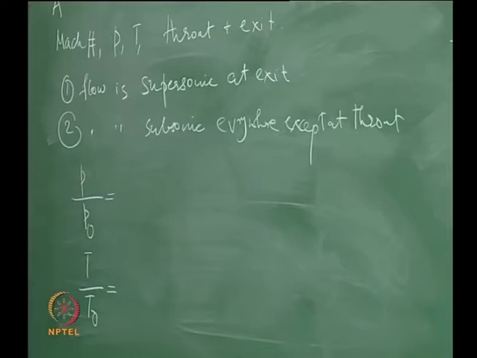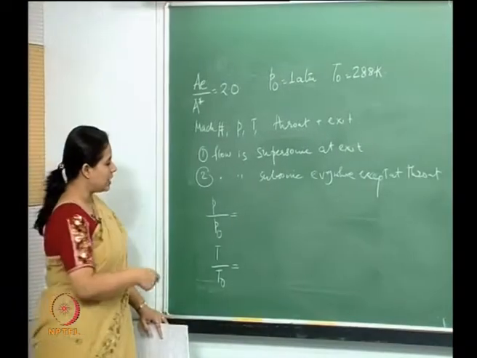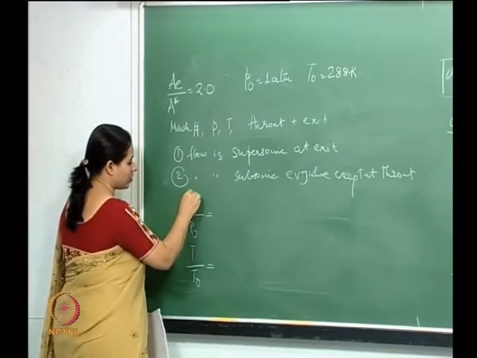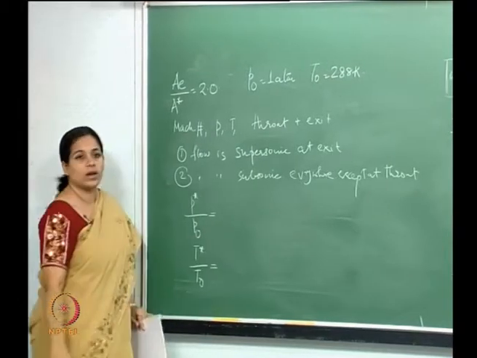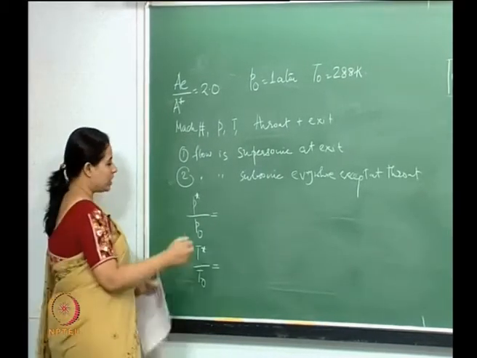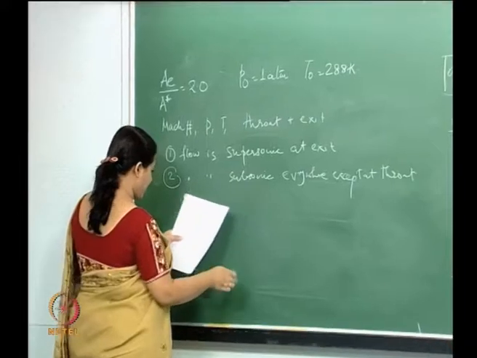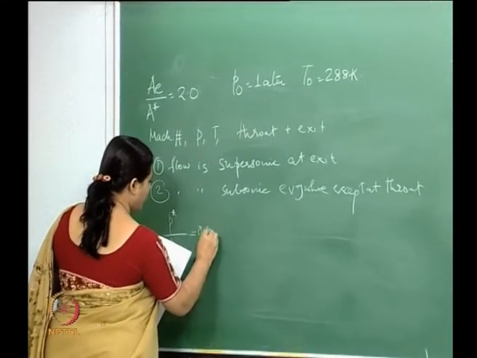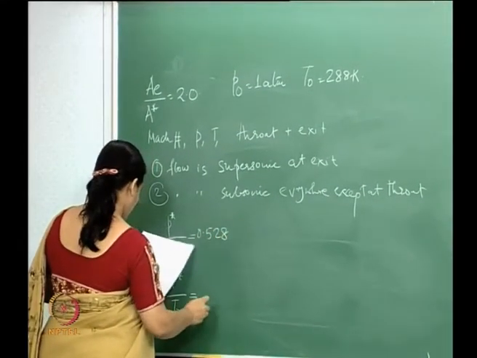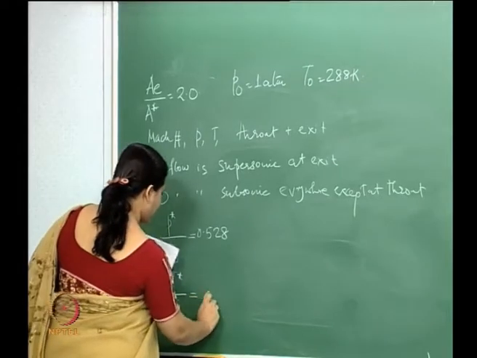So, this is the local Mach number. What we will do is find this out at the throat, which means my local Mach number is 1. Corresponding to that we get P star by P naught as 0.528, and T star by T naught as well.